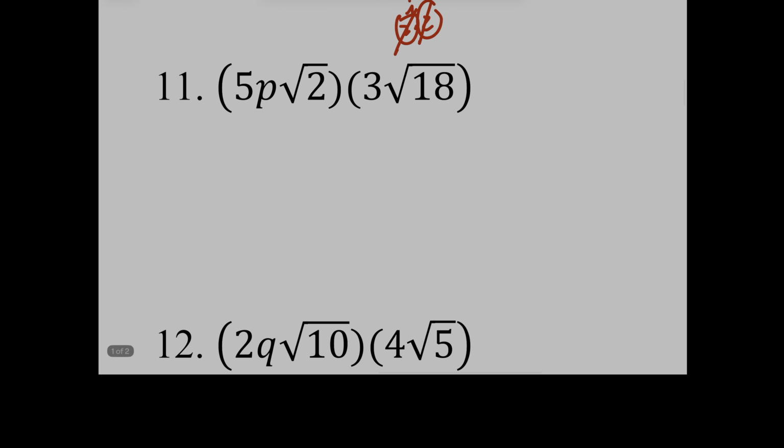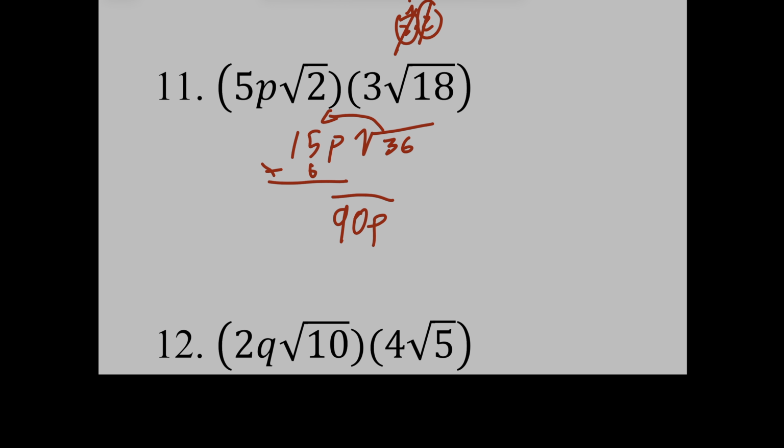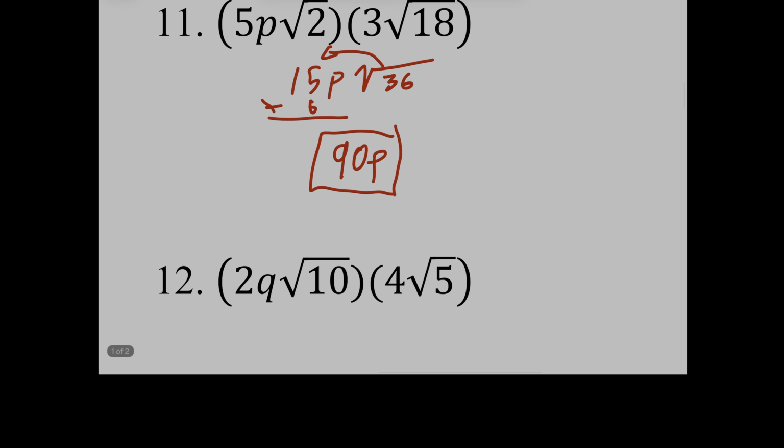Let's keep going. Multiply the outies, and I get 15p. Multiply the innies, and I get square root of 36. If I pull a 6 out of this, I'm going to get a 90p and nothing left in the root because I pulled it out.